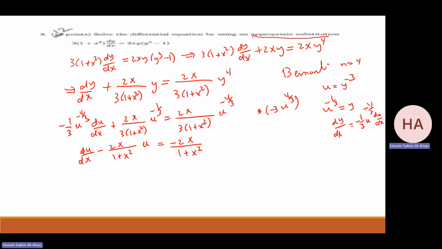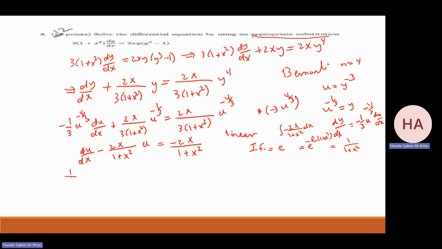Is it the same equation I'm getting? Okay, so this is linear now. So the integrating factor will be e to the integral of minus 2x over 1 plus x squared dx, which is what? I need a minus sign, e to the minus ln of 1 plus x squared, which is 1 over 1 plus x squared.